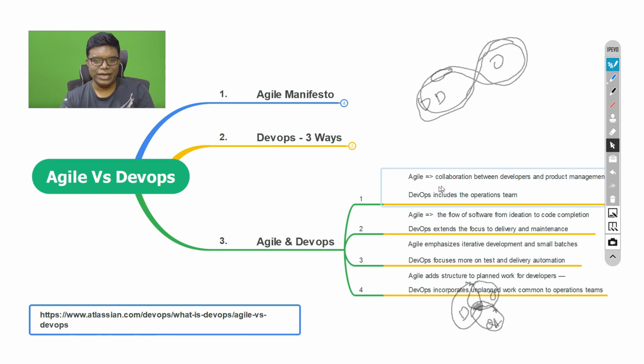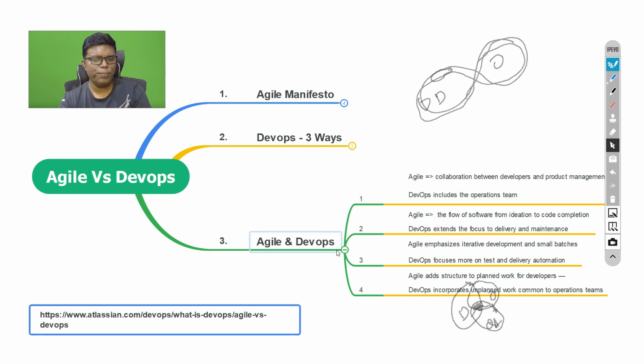So that's about it. Agile is collaboration between developers and product managers. DevOps includes the operations team. Agile is the flow of software from ideation to code completion. DevOps extends it to operations and maintenance. Agile emphasizes small delivery and small batches and iterative development, whereas DevOps adds test and delivery automation. Agile adds structure to planned work for developers. DevOps incorporates unplanned work from the operations side.